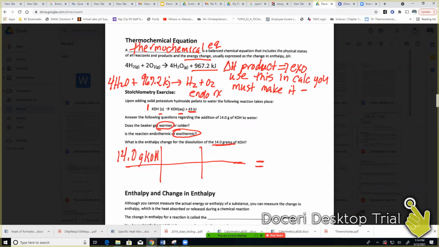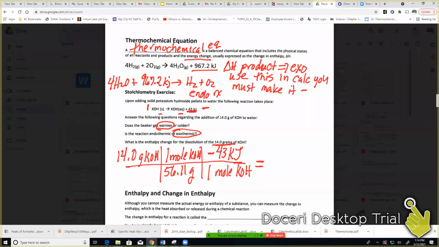So my given is 14 grams, but we are talking about this in terms of moles. We didn't say anything about grams. We said moles. So just as we've often had to do, I got to use my molar mass to convert the potassium hydroxide to moles. And once I do that, this is my change in enthalpy for 1 mole. So I can say 1 mole of KOH will produce negative 43 kilojoules.